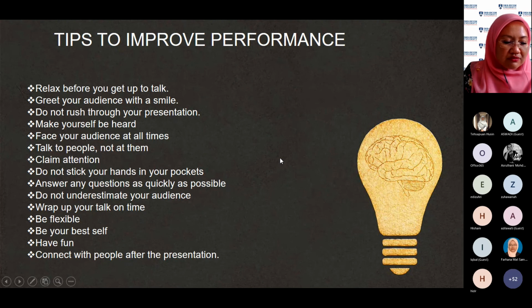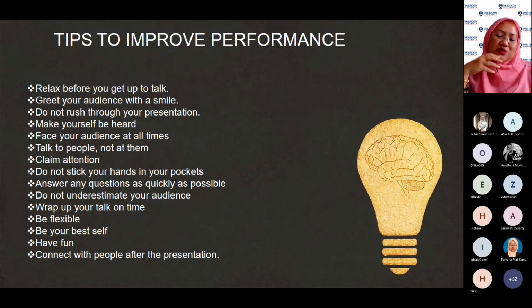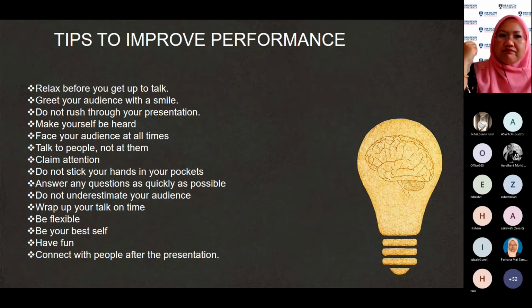Now, how to improve. This is the last slide actually. How to improve your performance. Like I said, to me, not only the content is important, because the content can be prepared by someone else, or you can take the speech from somewhere and just read it. But the most important thing is how you deliver your message, your performance on that day. No matter how much you know about your product, your services, your students, if on that day you fail to deliver, it means your performance is not up to standard, or it is a failed performance.